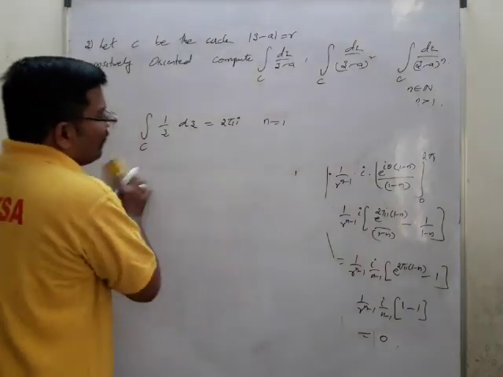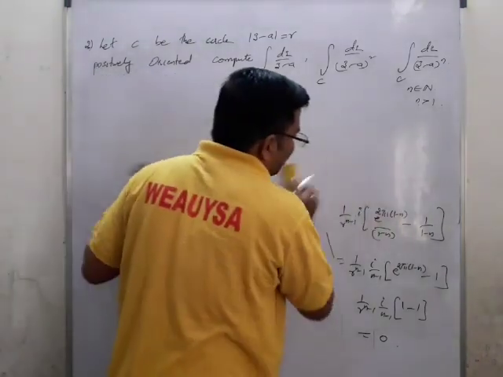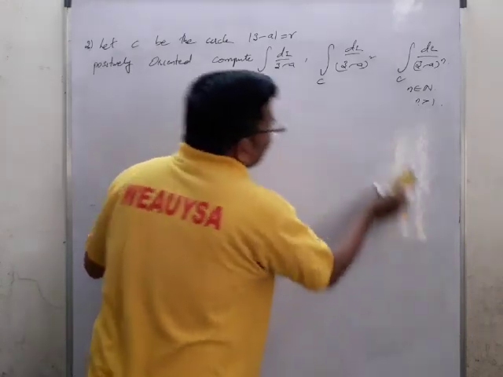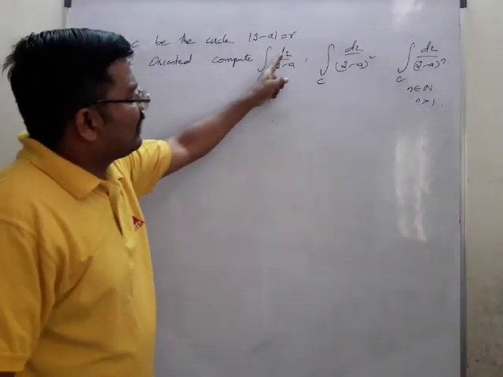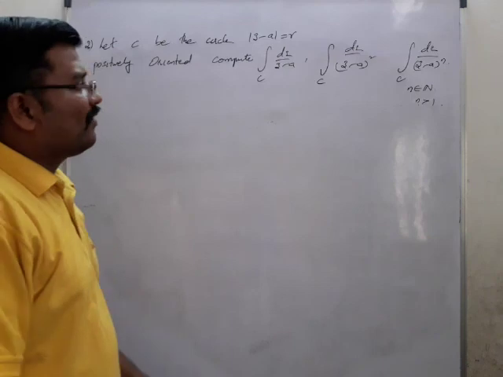So with this problem we have made the conclusion that the integral of dz by (z minus a) is equal to 2 pi i.